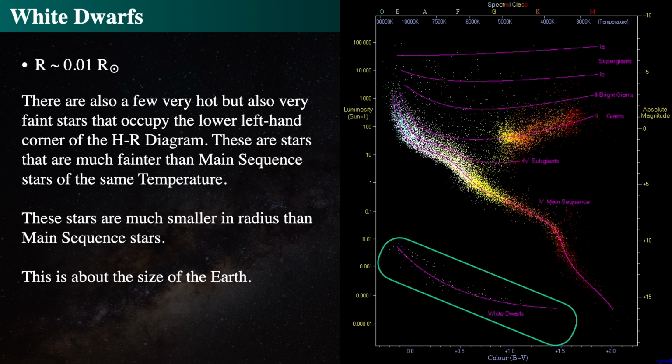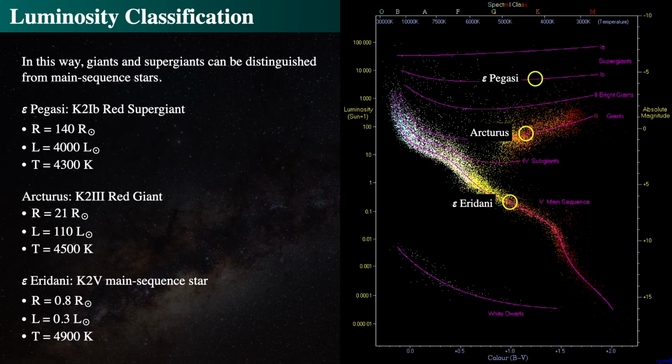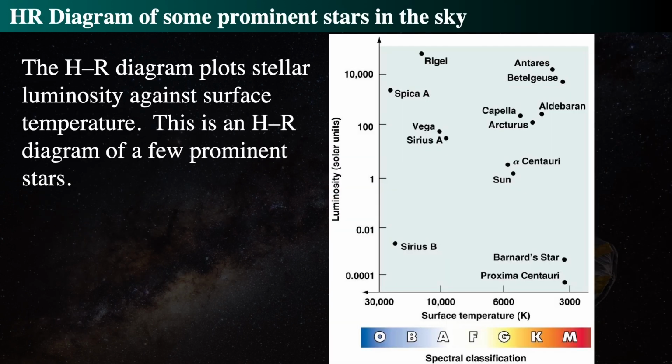That's really weird. And that's what we saw with Sirius in a previous lecture. Sirius B, a white dwarf orbiting the star Sirius, is about the size of the Earth. So now let's take a couple of looks at some of the HR diagram notables.